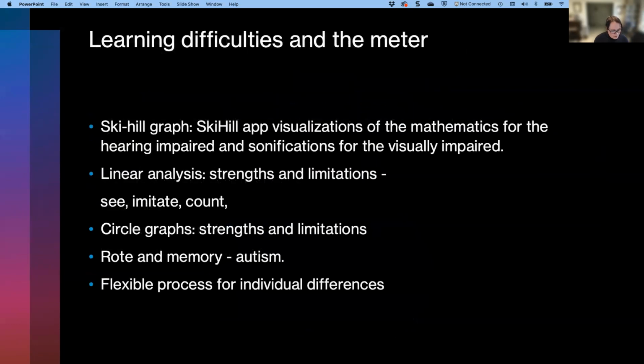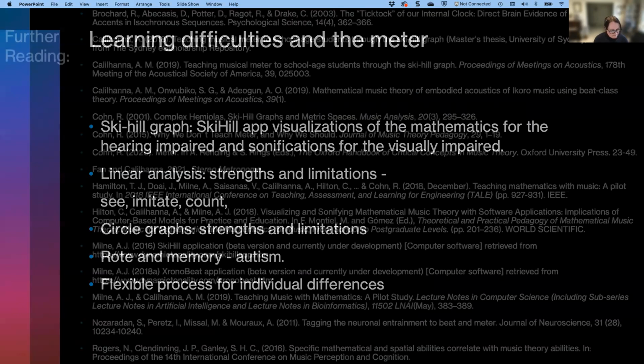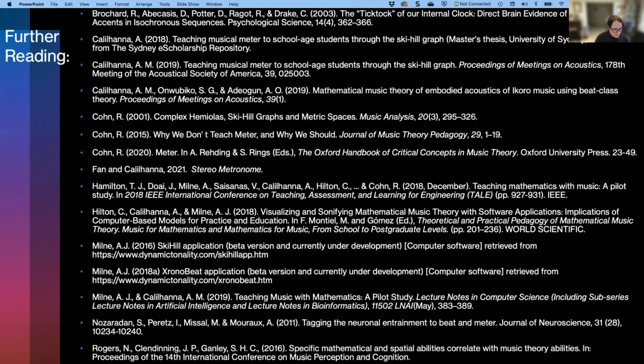The following slide provides some of the benefits for learning difficulties and the pedagogy of the meter through the ski hill graph. Thus, this paper provides a solution for the analysis of the meter for all music and demonstrates inclusivity in music education. The approach is based on evidence-based research, indicating its benefits to students, and further testing is underway.